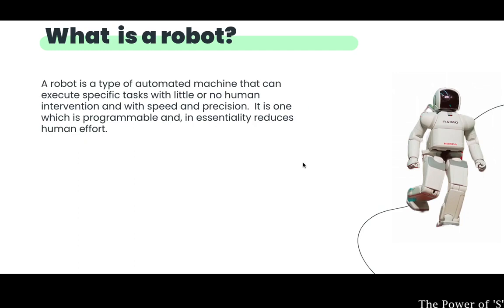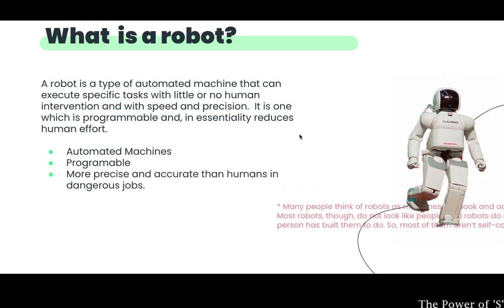A robot is a type of automated machine that can execute specific tasks with little or no human intervention with speed and precision. So, robots are machines, right? They don't have emotions, they don't get tired. So many companies want them because it's cheaper labor for them.